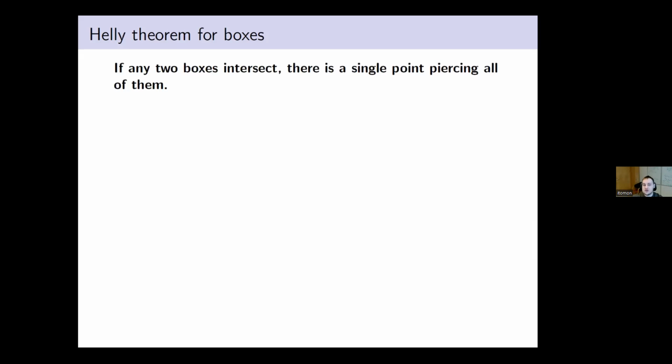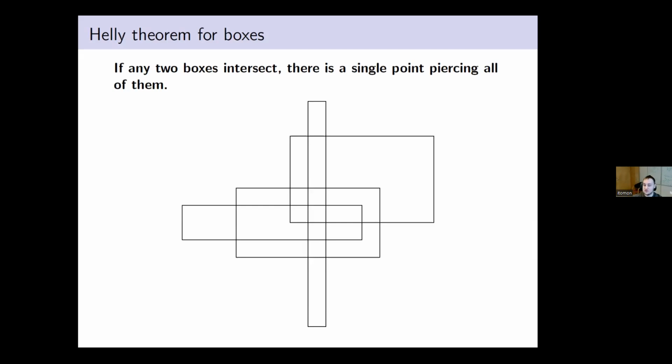So in the case of boxes, in any dimension, it is enough to assume that any two of the boxes intersect, then you automatically get that all of the boxes intersect. So in other words, all the boxes can be pierced by a single point. Just to give you a picture, so here is a family of rectangles, which are boxes in dimension 2. Any two of them are intersecting, and you can find this red point here, which pierces all of them.